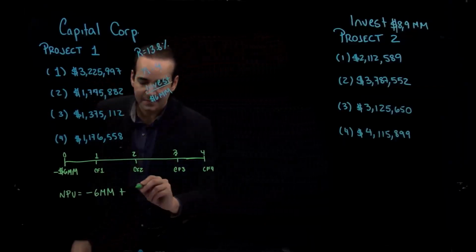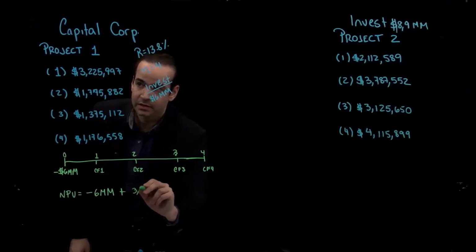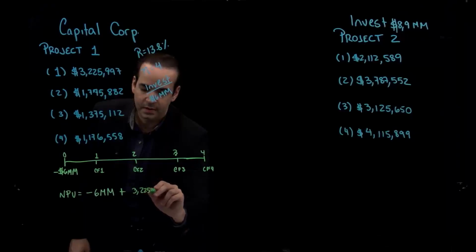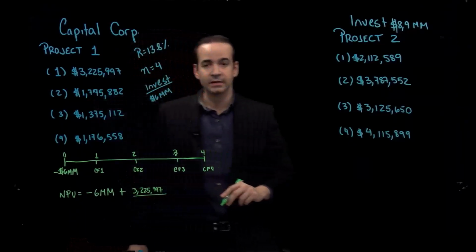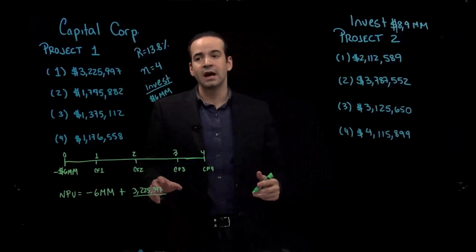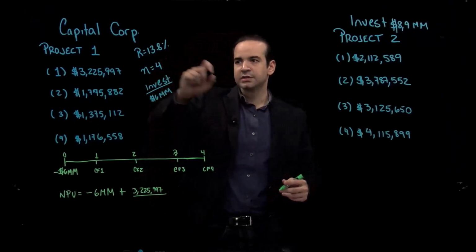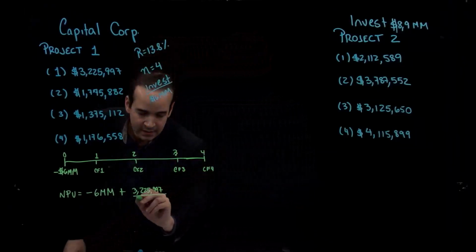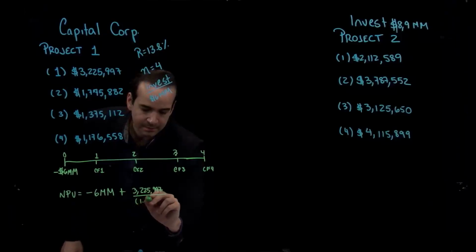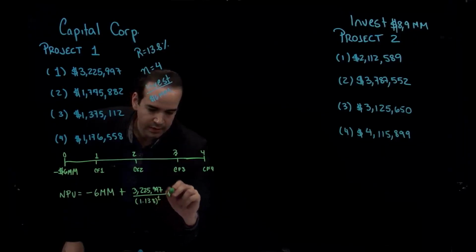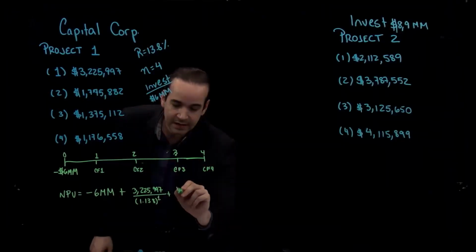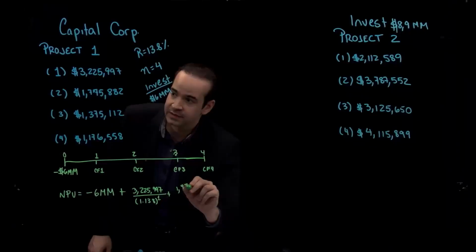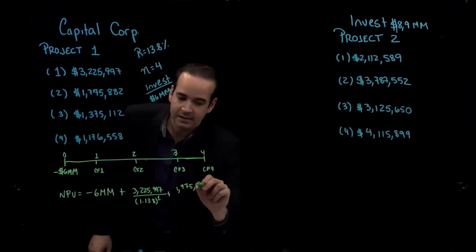So we have the first cash flow, which is $3,225,997, and we're going to bring it to present value. We are already familiar on how to do that. We know that our discount rate is 13.8%, so this is done simply by discounting to the power of 1. Then we move to the second year. So in the second year, we have a cash flow of 1,775,882.